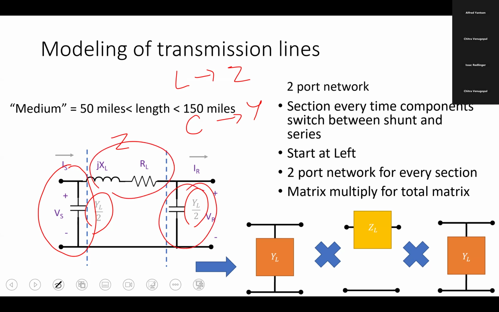So apply the same concept. Open terminal, closed terminal. Short circuit it, open circuit it. Here you can short circuit it, open circuit it, short circuit it, open circuit it. And get the 3-port. For this one, you get one ABCD network. For this one, another ABCD network. And this one, another ABCD network. Put them together, you will get the combined ABCD parameters for the medium circuit.